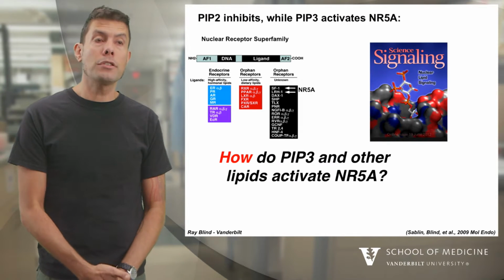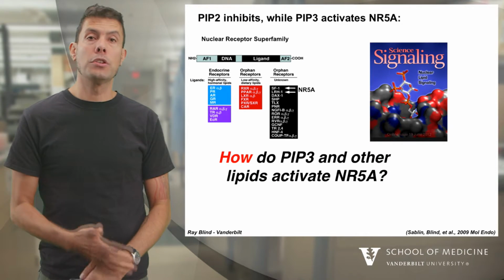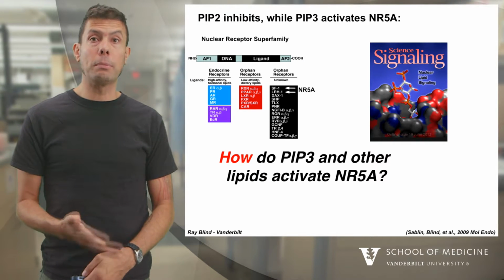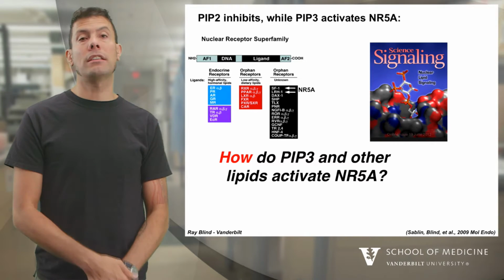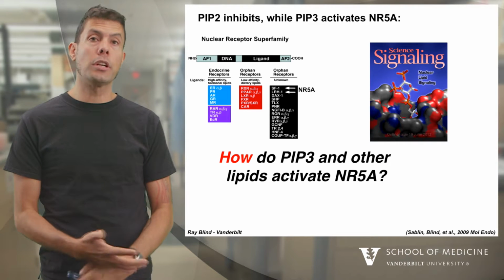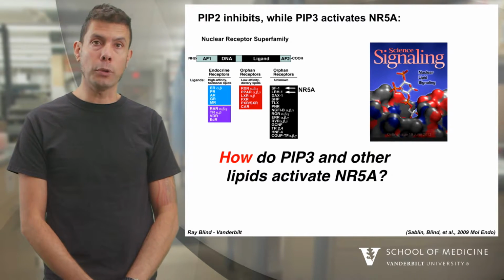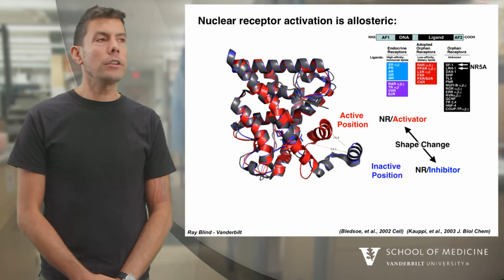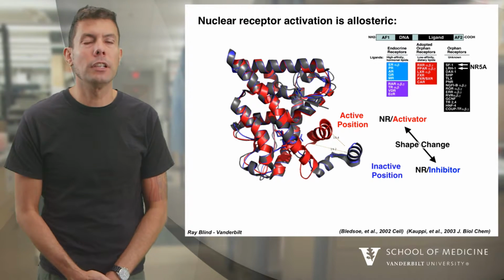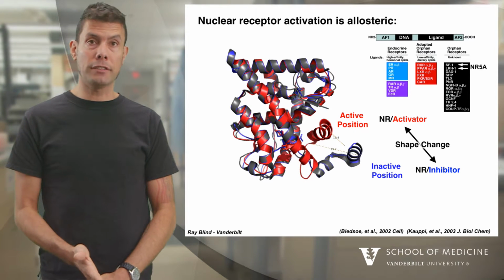But what we went on to do after that publication was ask the question of how does PIP3 and other phospholipids such as DLPC, how do they activate NR5A transcription factors at atomic resolution, looking at it from a molecular point of view. And so in order to really address that question, you have to have a little bit of background about how nuclear receptors generally are activated.